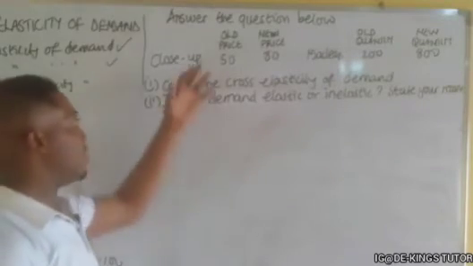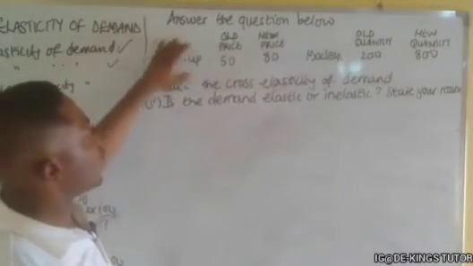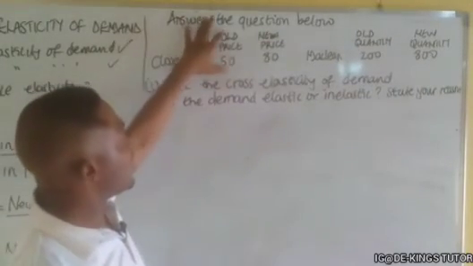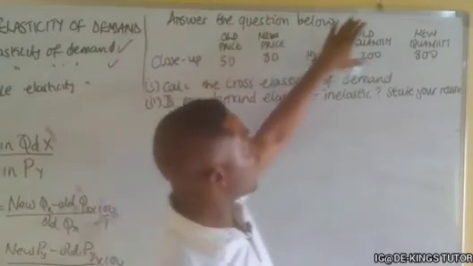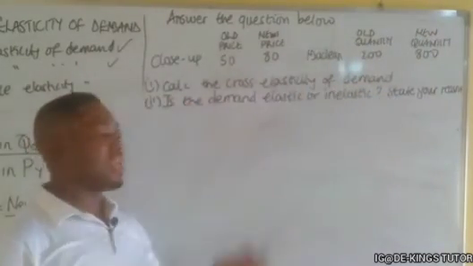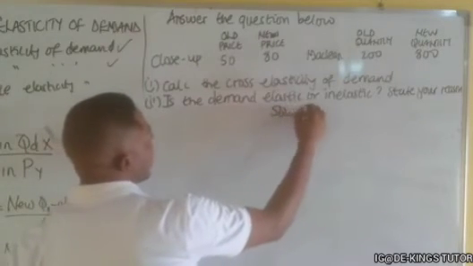Now, let's see an example. Suppose we are asked to answer the question below. We have Close-up and Maclean. These are items that are close substitutes. So this is the old price, this is the new price, this is the old quantity, this is the new quantity. They said calculate the cross elasticity of demand. So let's solve that using this. So we have the solution.